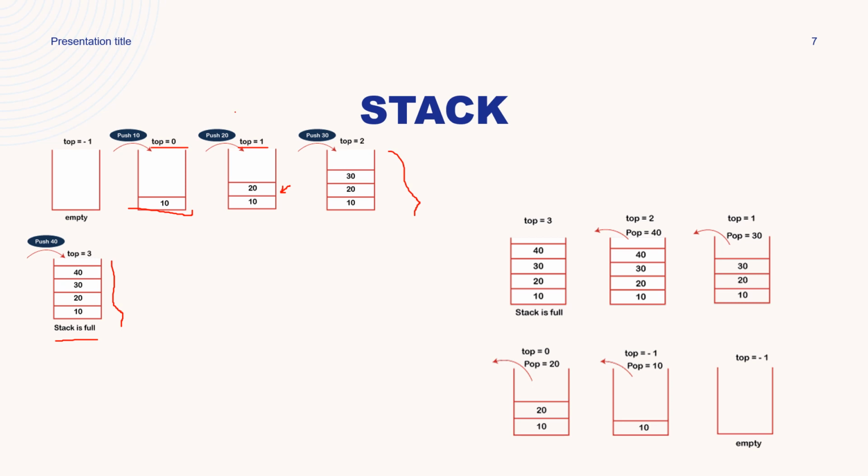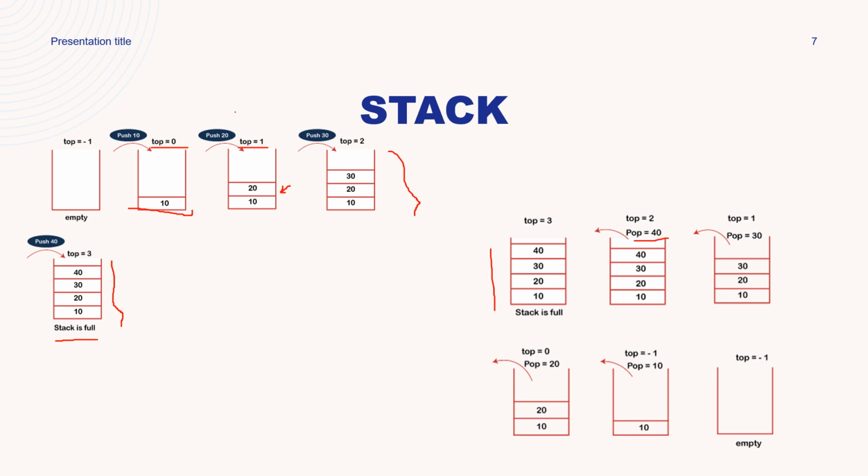And coming to this part, that is the pop operation, it shows the pop operations. So assume that the stack is full and we need to remove, or pop, the items from the stack. So we need to first remove the element and then decrement the top pointer by 1. Okay, so suppose I want to remove the element 40 from the stack.